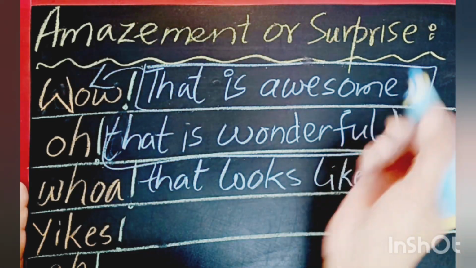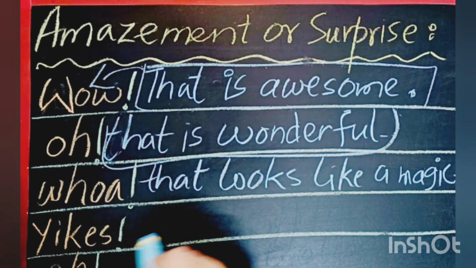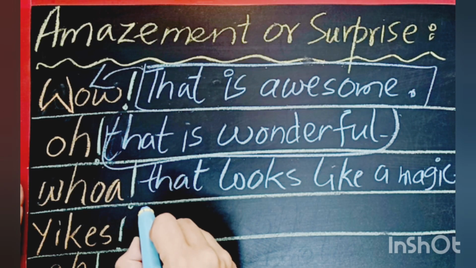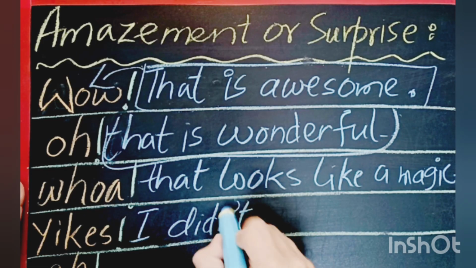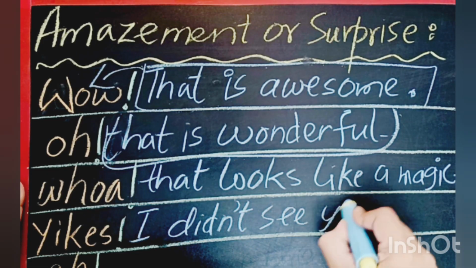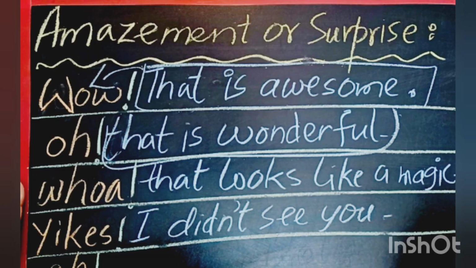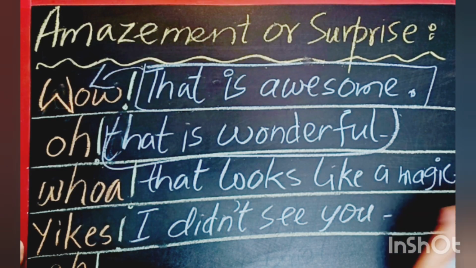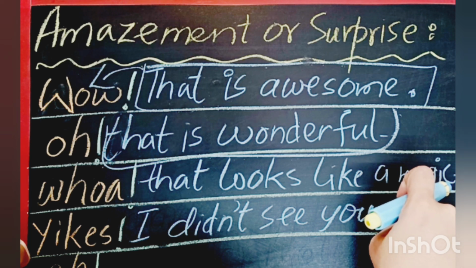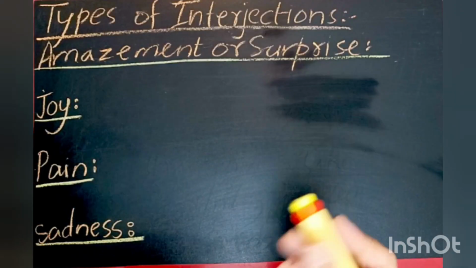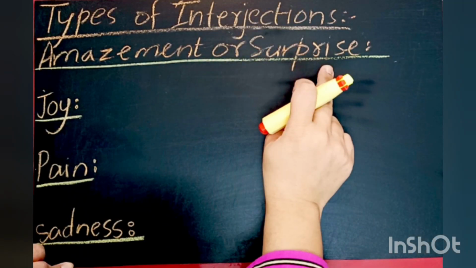Okay, let's write an example of it. Yikes, I didn't see you. It's showing an alarm, or we can say it's showing the shock I felt when I saw you suddenly in front of me. Okay, so we have already done amazement or surprise.